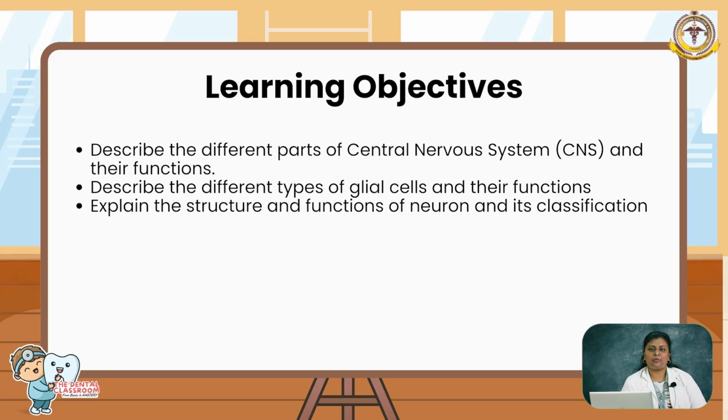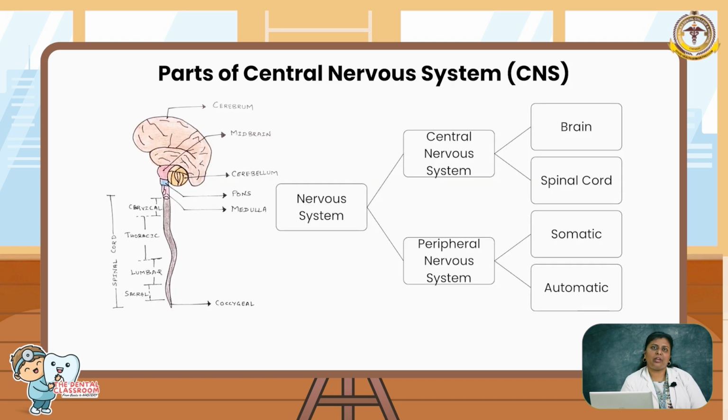The learning objectives for today's session are, at the end of this session you should be able to differentiate what the parts of the central nervous system are, describe the different types of glial cells and neuron functions, and explain the functions of the neuron and the classification of the neuron. So moving on to the topic, what is the central nervous system?